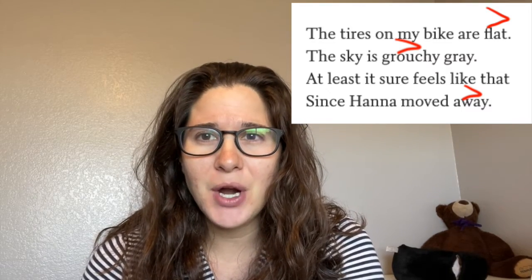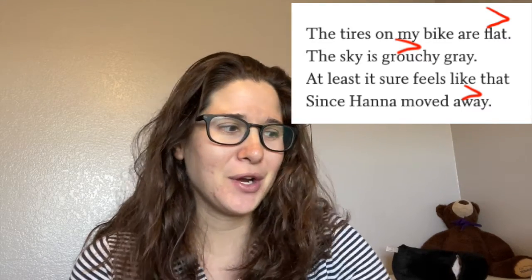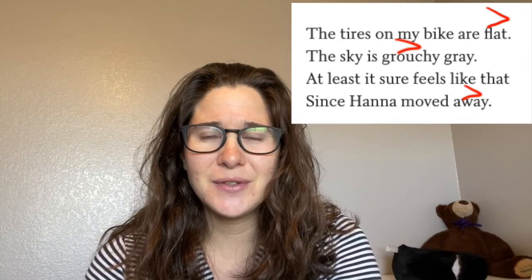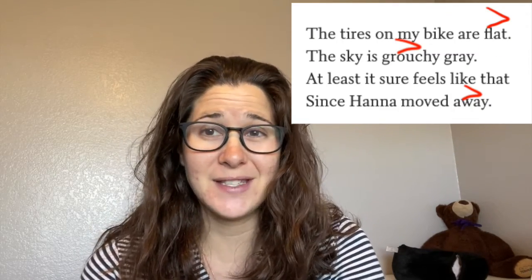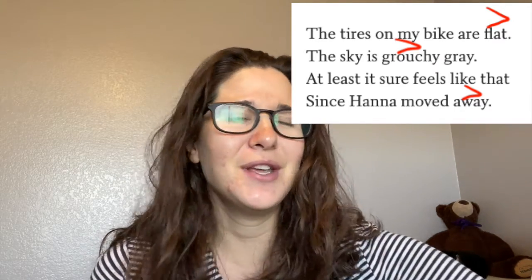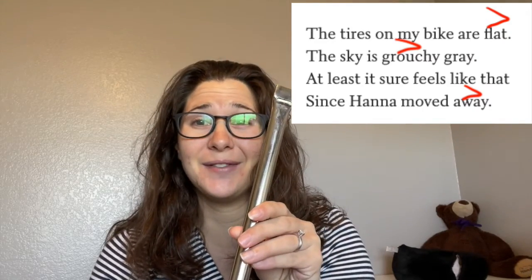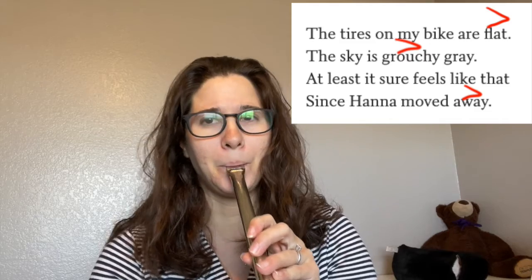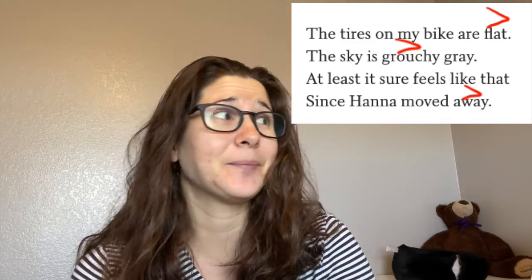In the poem you see to the side of me, I started marking some words with an accent mark. Remember, an accent looks like this. It's a greater than sign. And those are the words that I'm going to choose to add a little bit of sound or emphasis to. All right, the first one is flat, and I'm going to use my slide whistle sound. The tires on my bike are flat. Just a kind of that feeling of down or deflating.